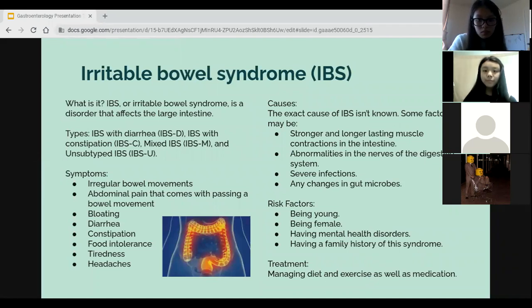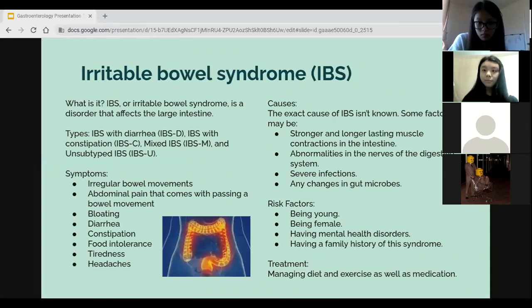There are multiple types of IBS. These types are IBS with diarrhea, known as IBS-D, IBS with constipation, known as IBS-C, mixed IBS, known as IBS-M, which involves both constipation and diarrhea, and unsubtyped IBS, which is a type of IBS where people don't fit into the types mentioned above. Symptoms of IBS include irregular bowel movements, a change in appearance of bowel movements, abdominal pain that comes with passing of bowel movements, bloating, diarrhea, constipation, food intolerance, tiredness, and headaches.